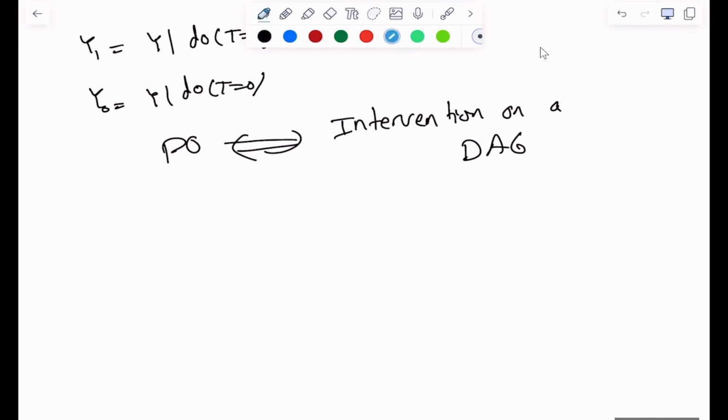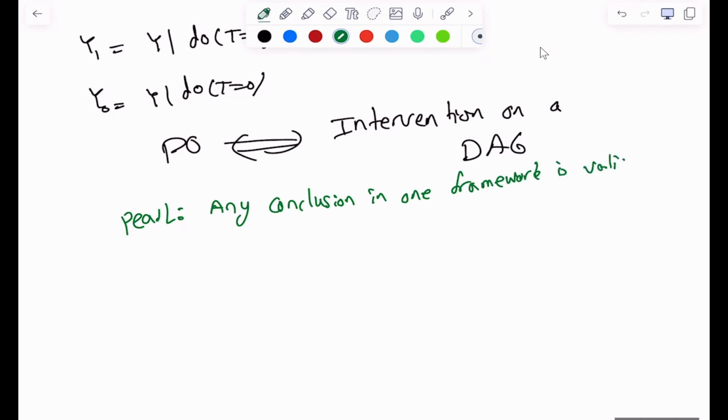In fact, Judea Pearl said that any conclusion in one framework is valid automatically in the other one.